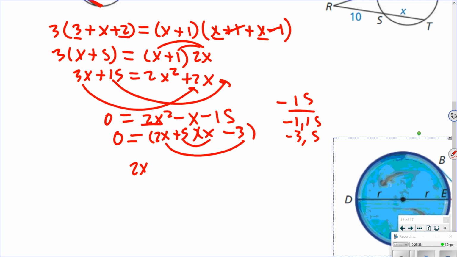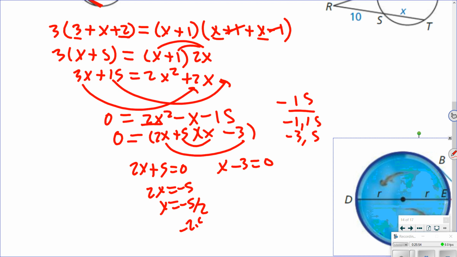Okay, so now set each of those equal to 0. 2x plus 5 equals 0. x minus 3 equals 0, and solve those. So I'm going to minus the 5 over, divide by 2. So that's, what, negative 2.5.